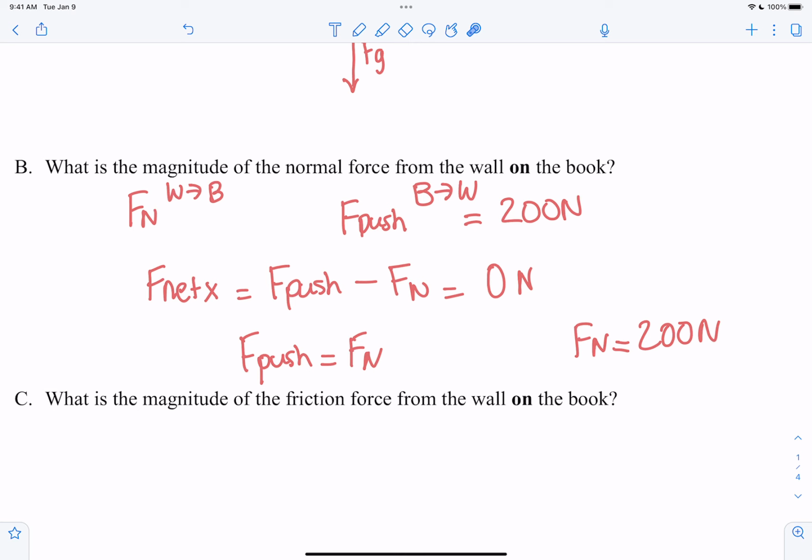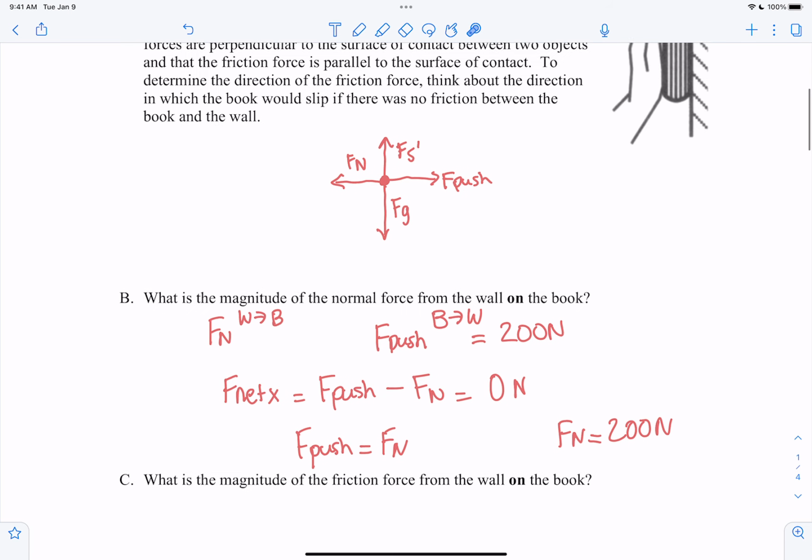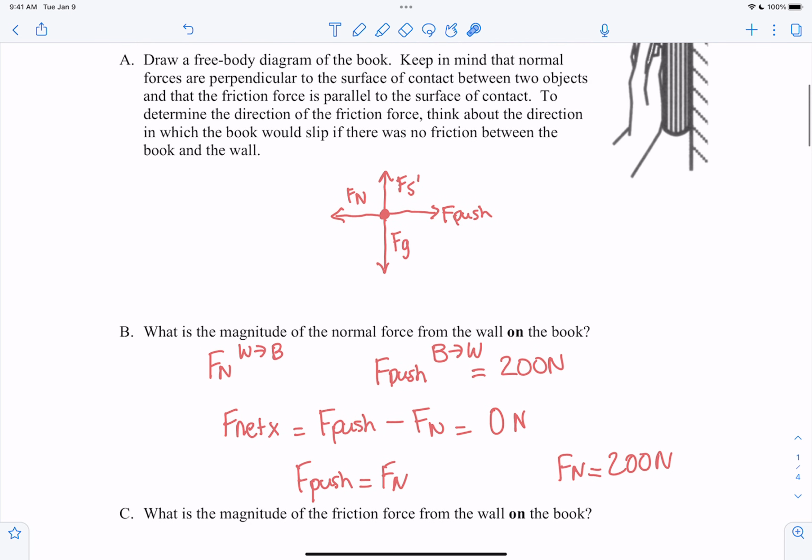They're asking, why is F push on our free body diagram, if it's not a force on the book? F push is the force from the book on the wall. So it's a push force from your hand on the book, but yes, the hand is pushing on the book, but at the same time, is the book not pushing against that wall, basically? That's kind of the approach that we're going for here.